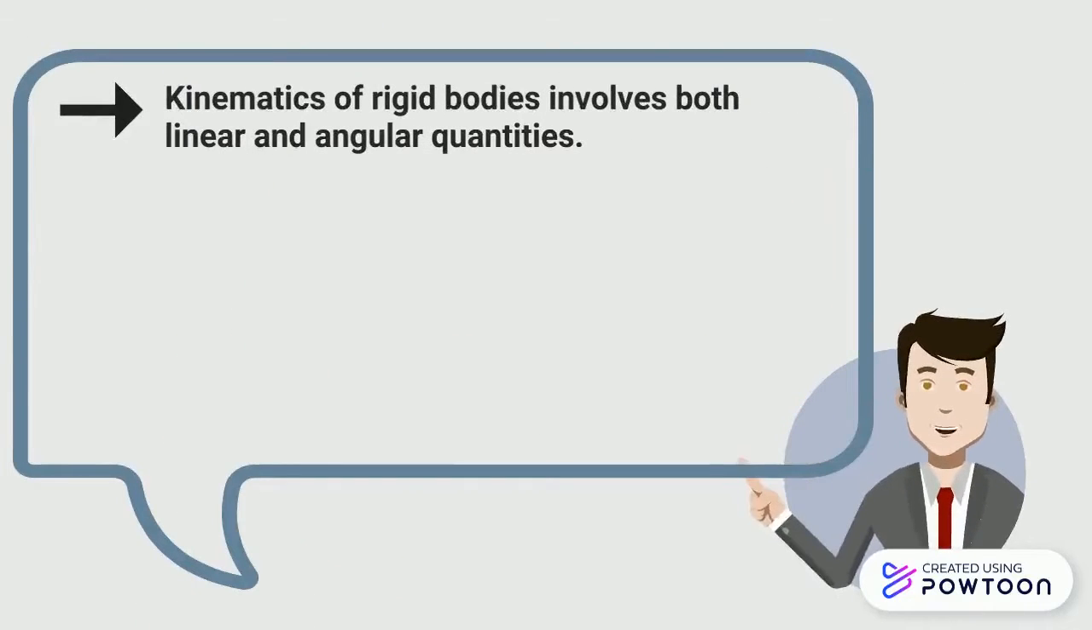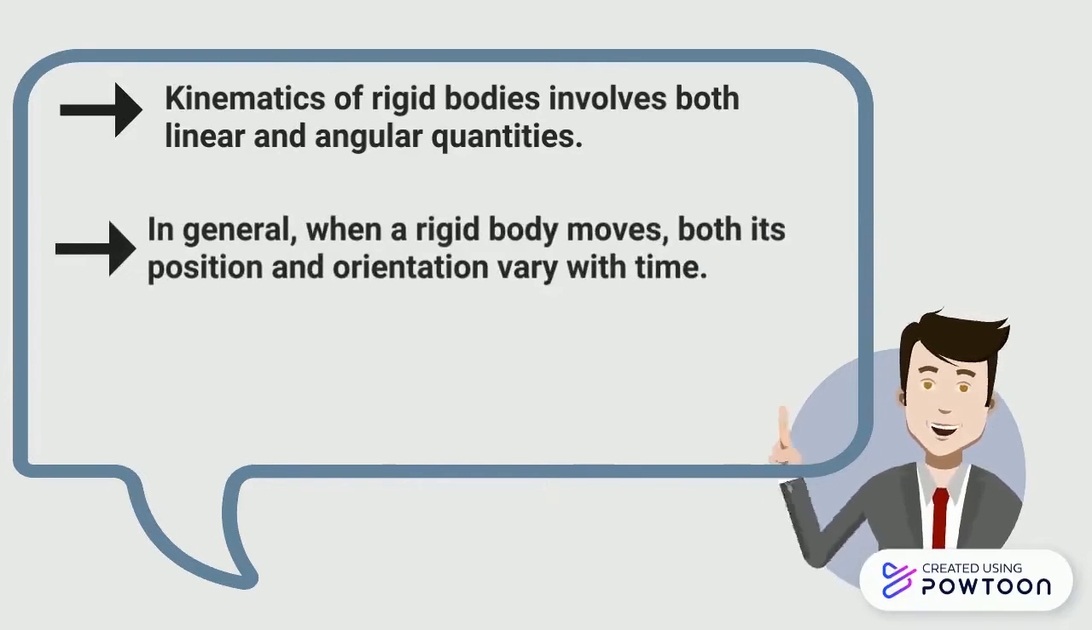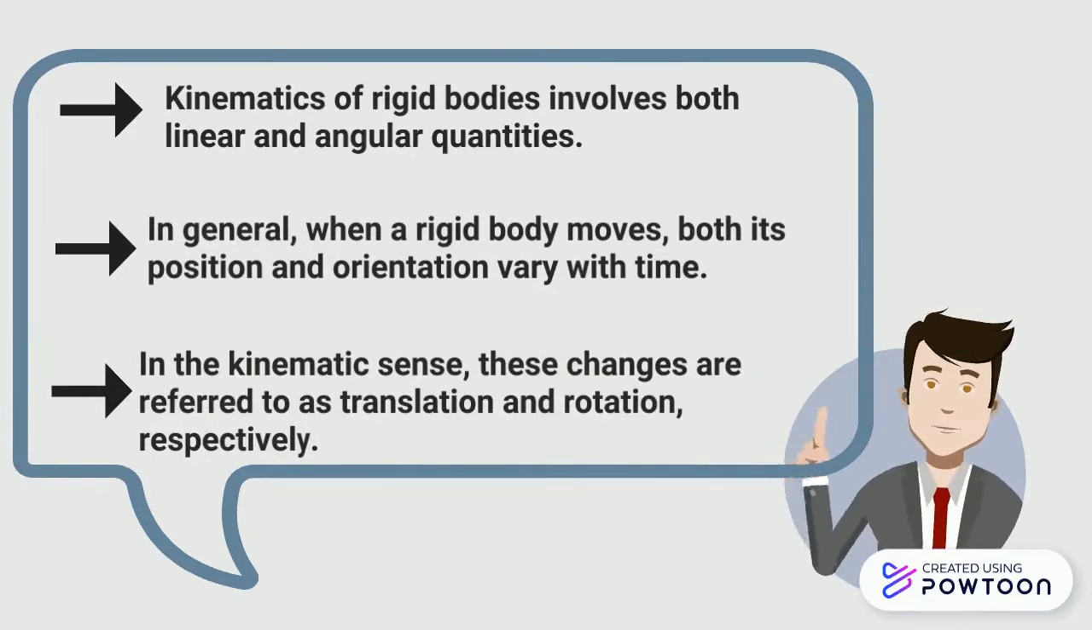Kinematics of rigid bodies involves both linear and angular quantities. In general, when a rigid body moves, both its position and orientation vary with time. In the kinematic sense, these changes are referred to as translation and rotation respectively.